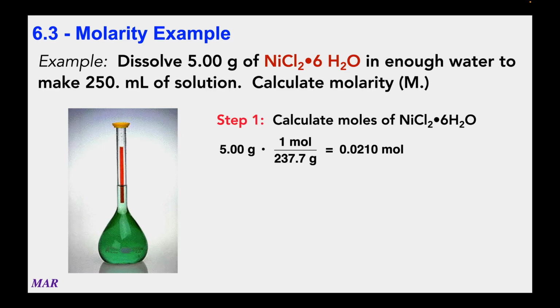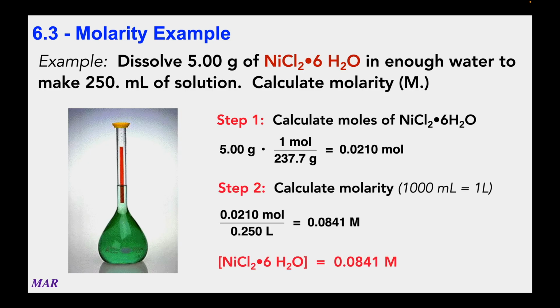So if you do all of this, first of all, you need the molar mass, like I said, of NiCl2.6H2O. And if you add up all of those, it comes out to be 237.7 grams per mole. So 5 grams divided by the molar mass, the grams cancel out. You've got 0.0210 moles of nickel 2 chloride. There are 1,000 milliliters per liter, so 250 divided by 1,000 is 0.250 liters. So the moles of solute, 0.0210, divided by liters, 0.250, gives 0.0841 molar. So that means there's 0.0841 moles of nickel 2 chloride in a liter of solution.